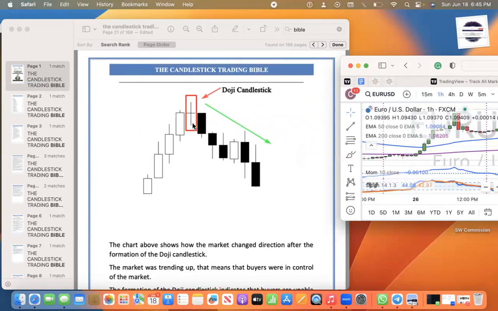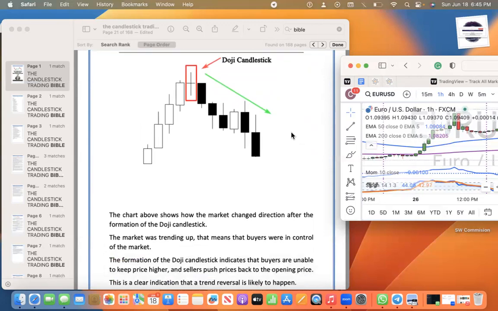It's just going to look like a T. It's going to look like a cross. It's letting you know price opened and closed at the same place, and a reversal is coming. So those are the things you want to know about this particular candle.